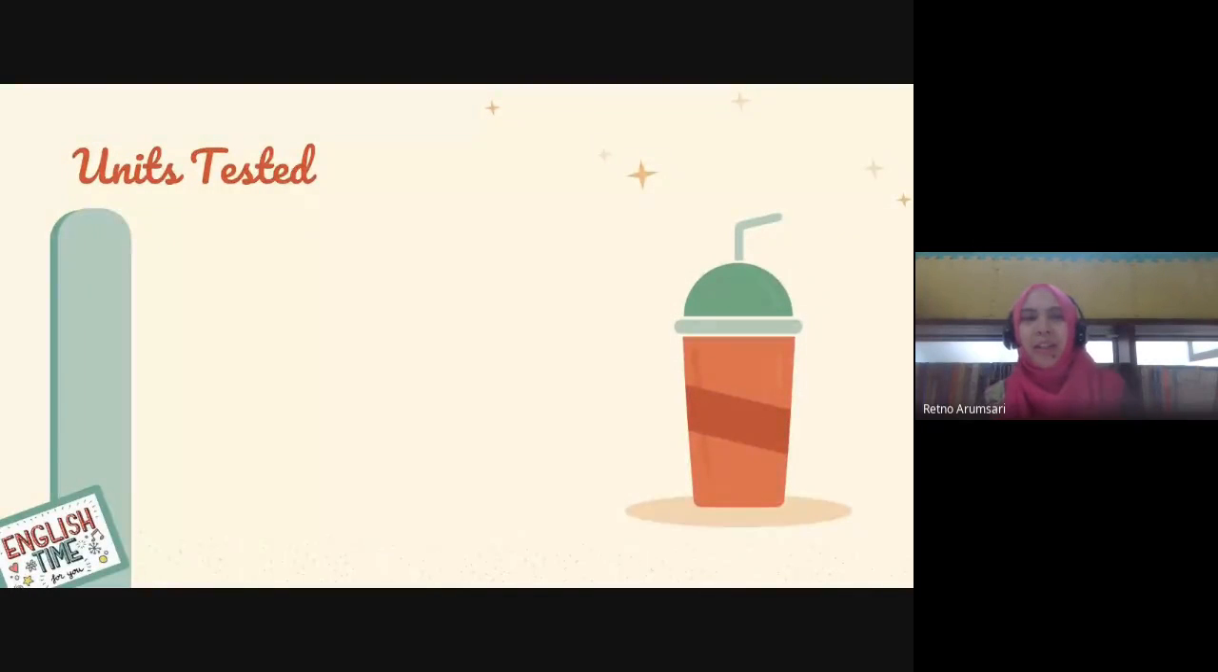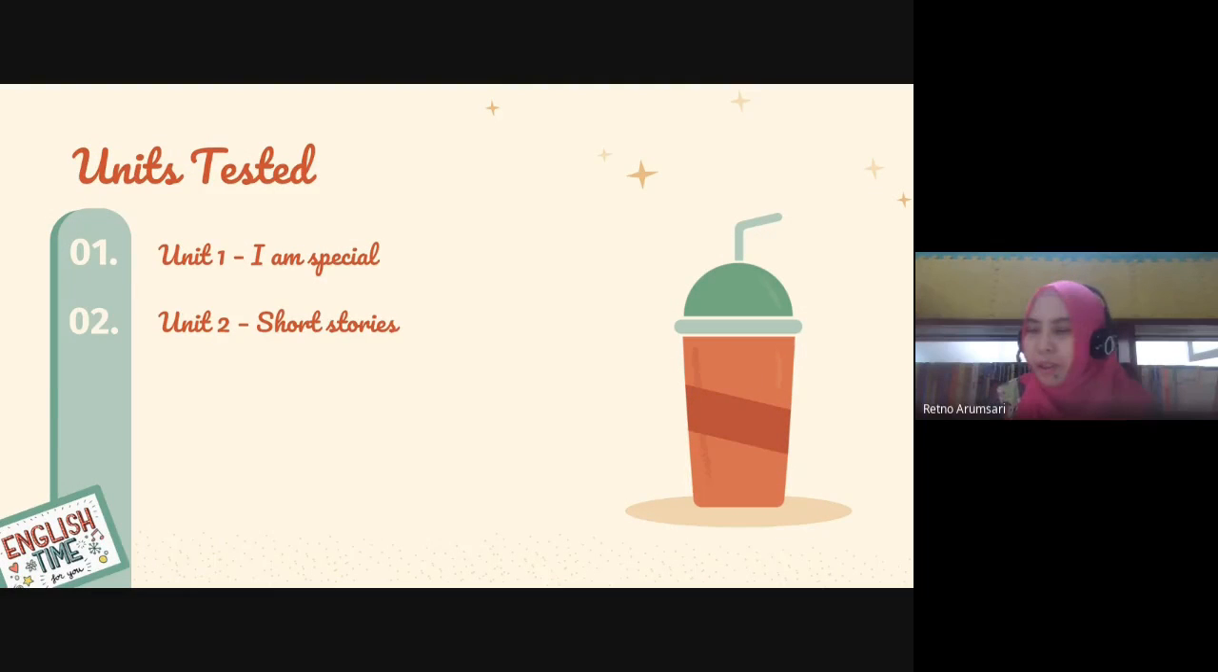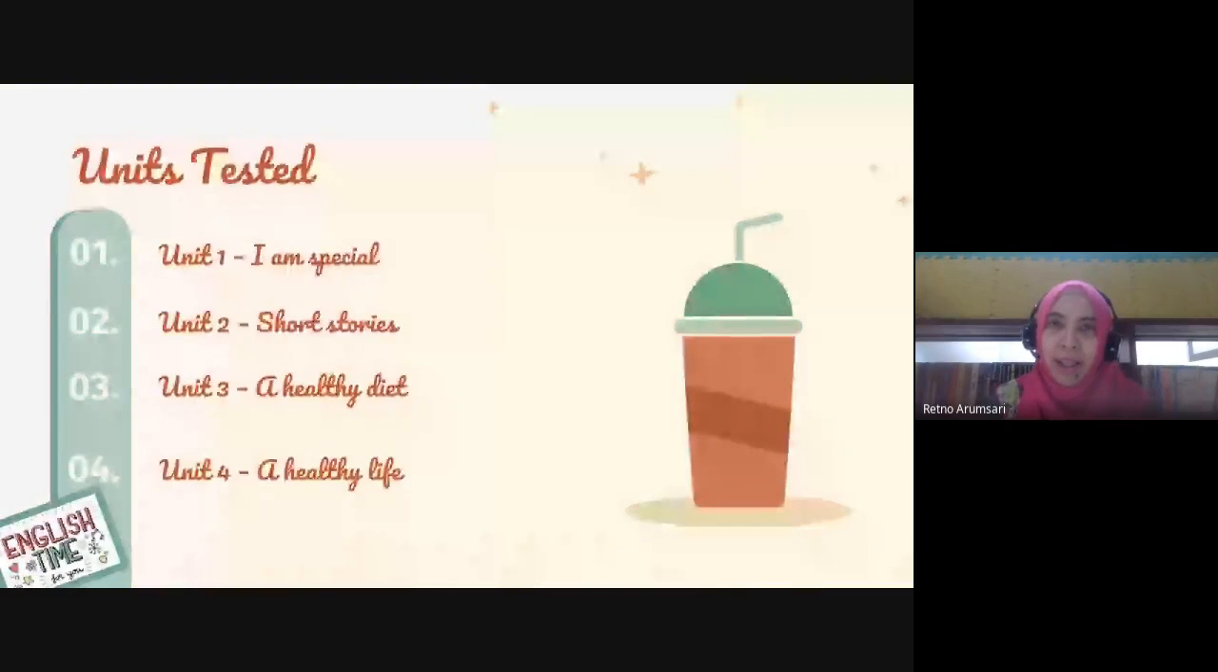And what units are tested? 6C, unit 1 is about past tenses, which has the title "I am special." Unit 2, short stories. Unit 3, a healthy diet. Unit 4, a healthy life. So you have 4 units in the test.